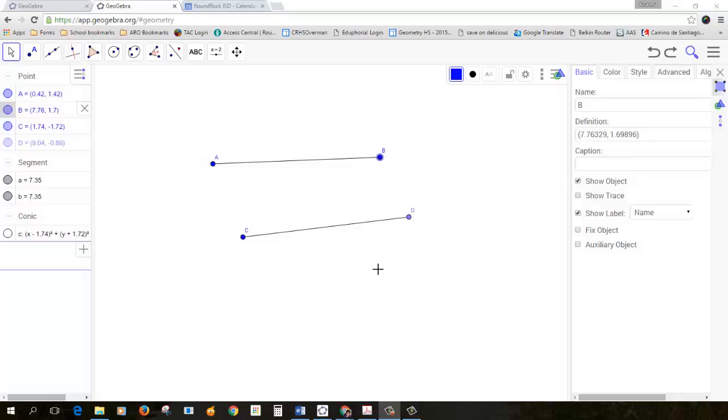Now I'm going to take a look at some polygons I can create with these congruent segments. And I'm just going to use A, B, C, and D as vertices of my polygon, which means I'm going to be making a quadrilateral.